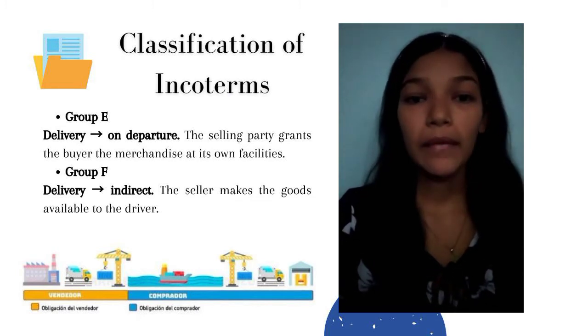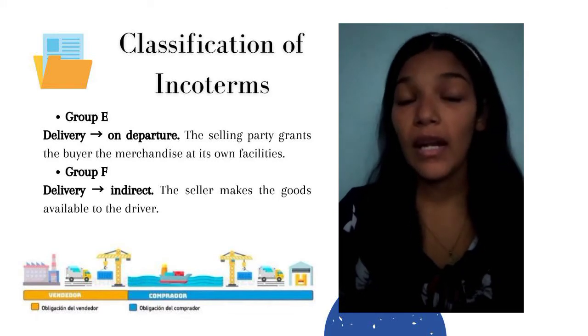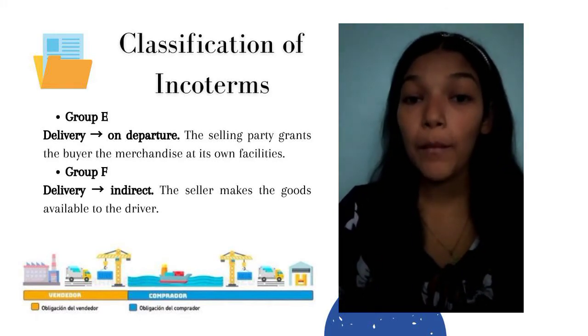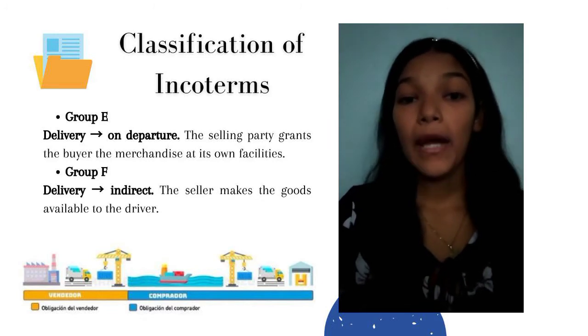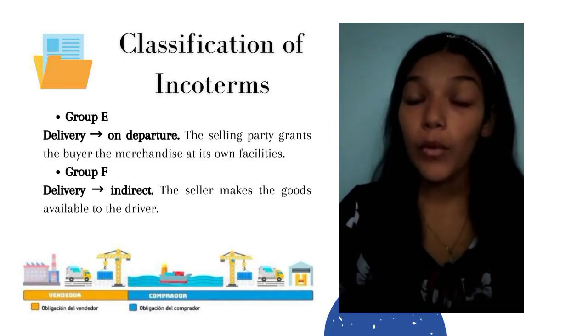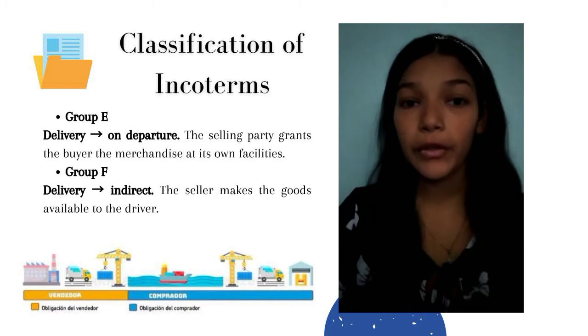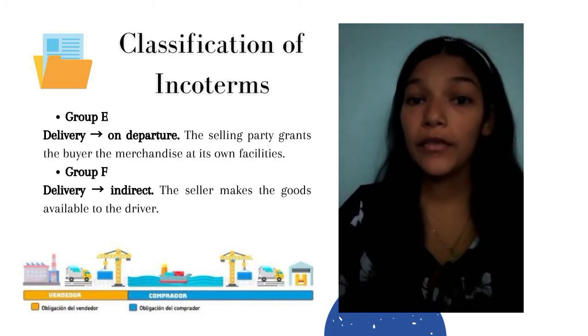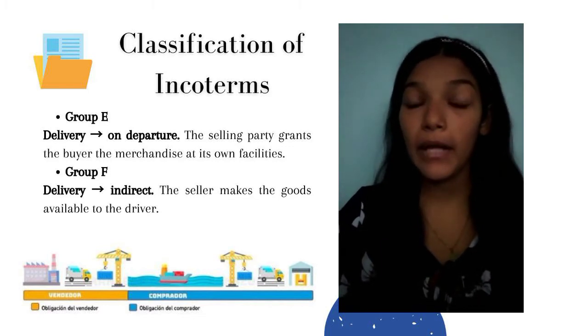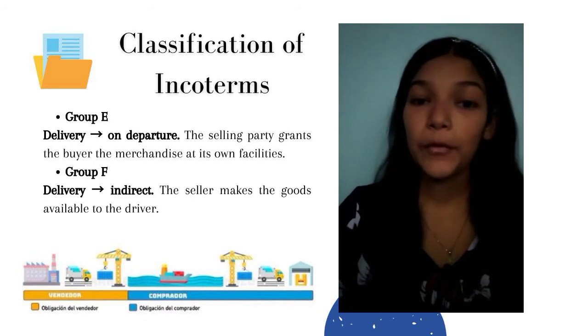Group F. Delivery indirect. The seller makes the goods available to the carrier that the buyer will choose. The seller does not pay for the main means of transport.